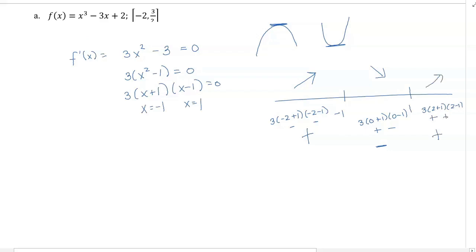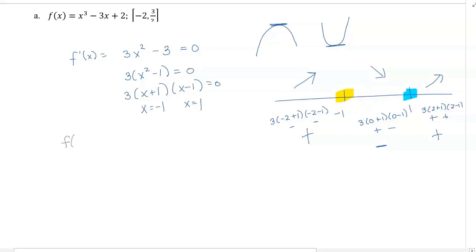This is positive, so I'm increasing. What that tells me is I have a potential max here at x = -1 and a potential minimum here at x = 1. But we will check these points as well as the endpoints first. To figure out if these are absolute max and absolute min, we just need to evaluate them using the function as well as evaluate the endpoints.